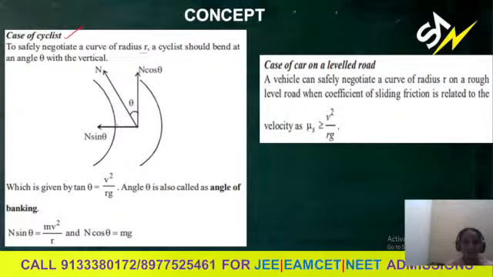So what is that angle? You can see here. Now the cyclist will be at this position. N will be the resultant reaction force, which makes an angle theta with the vertical. So it will have components N cos theta and N sin theta, which is given by tan theta equal to v squared by rg.